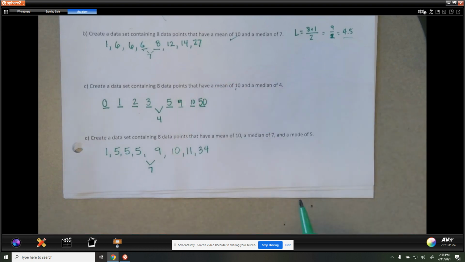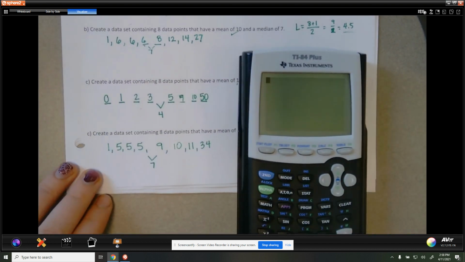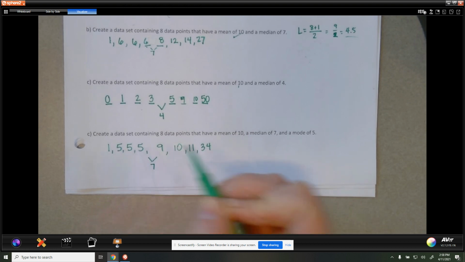Okay, so let's try this out. Median is definitely 7. If I get halfway in between these 8 data points, I'm here between 5 and 9. The middle is 7. All right, now I'm going to add all these up. They should add to 80. 1 plus 5 plus 5 plus 5 plus 9 plus 10 plus 11 plus 34. That is 80. So then I could divide by 8 to get a mean of 10. Check, check. And the mode is 5 because I have 3 5s. So that would be an example of a usable data set, but there could be lots. So just make sure it checks all those boxes on your homework.